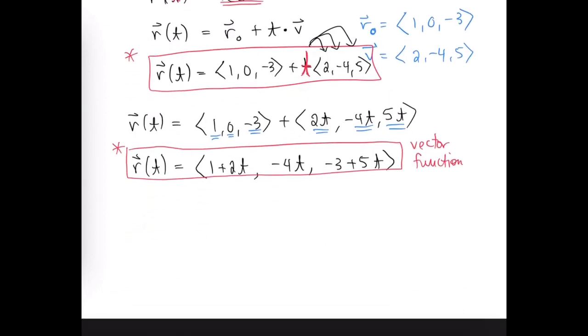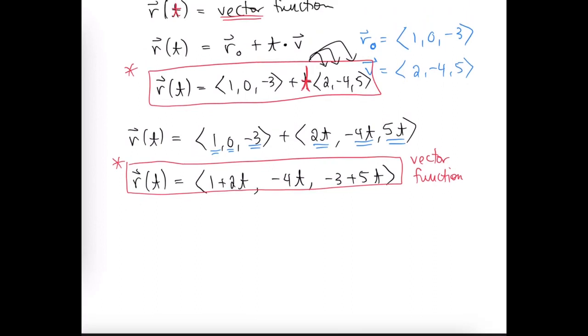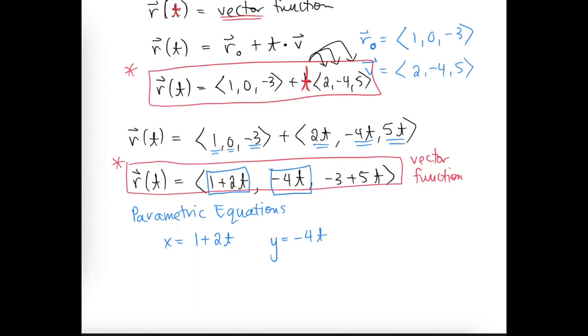Now, we've also been asked to find the parametric equations, and the parametric equations for a line can be extracted straight from this vector function. The x parametric equation is the x component taken directly from the vector function. The y parametric equation is the y component taken directly from the vector function, and the z parametric equation is similarly the z component. So we have 3 plus 5t is my z parametric equation.